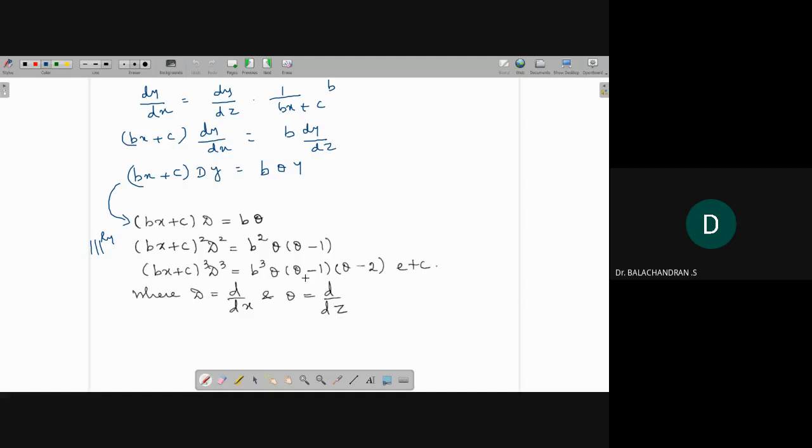But from an exam point of view, you should remember these results. If you forget these results, this proof will be helpful to derive them.